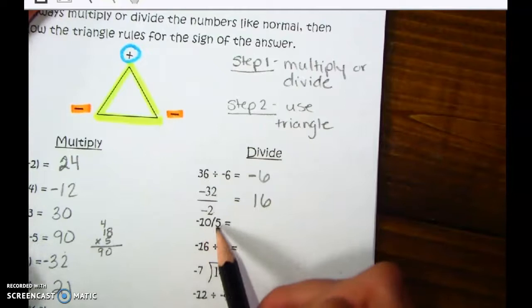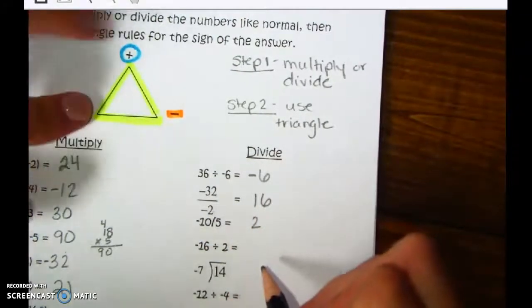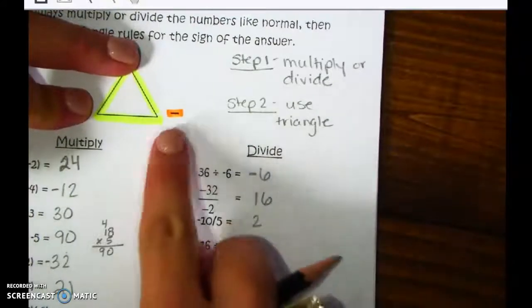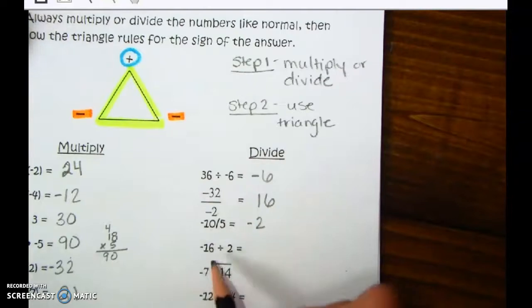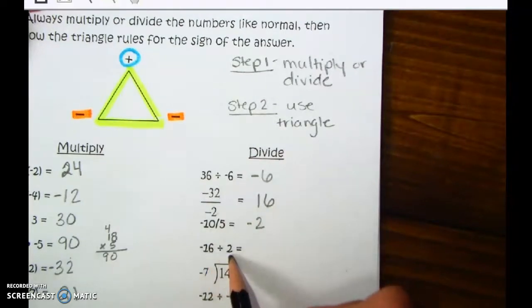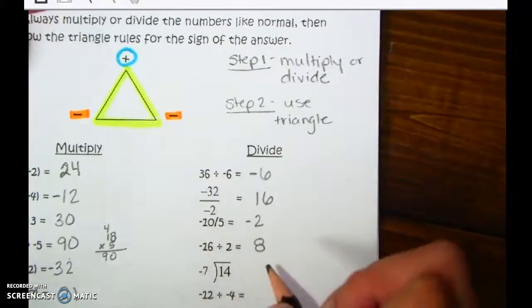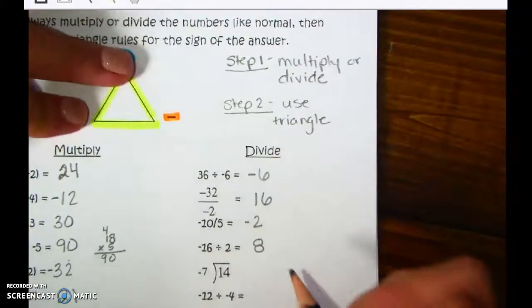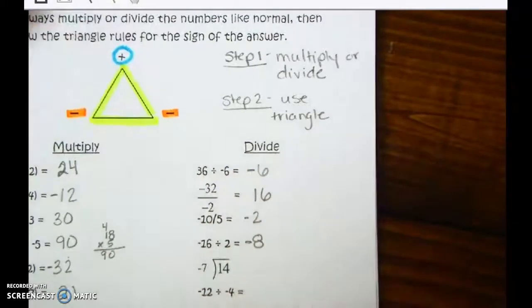Negative 10 divided by 5, so 10 divided by 5, we know is 2. A negative divided by a positive gives me the negative. So I have negative 2. Negative 16 divided by 2, so 16 divided by 2 is 8. I have a negative divided by a positive, leaves me with my negative, so my answer has to be negative.